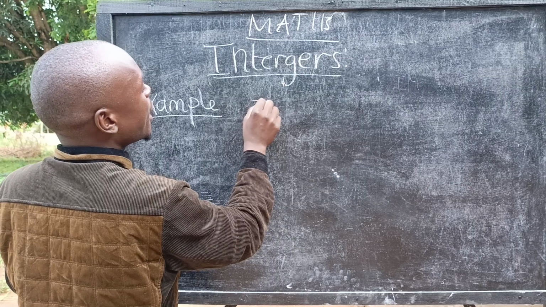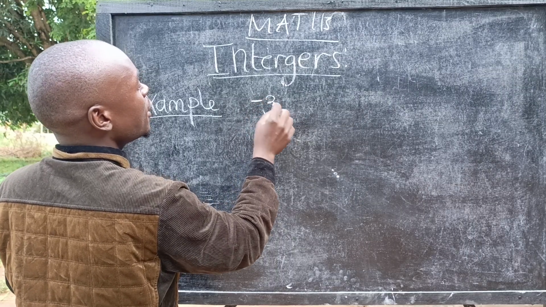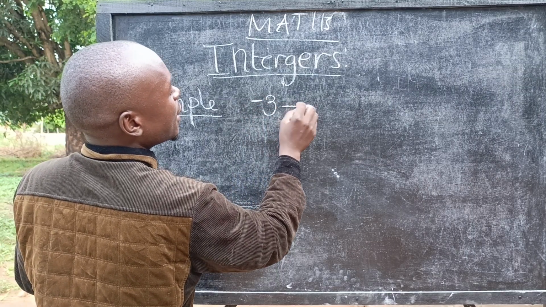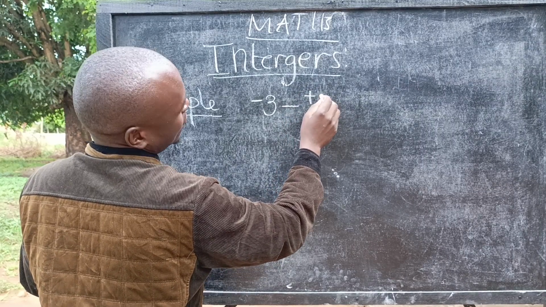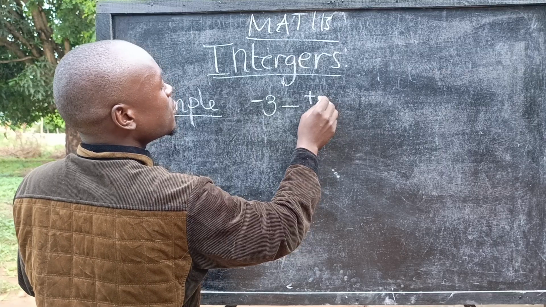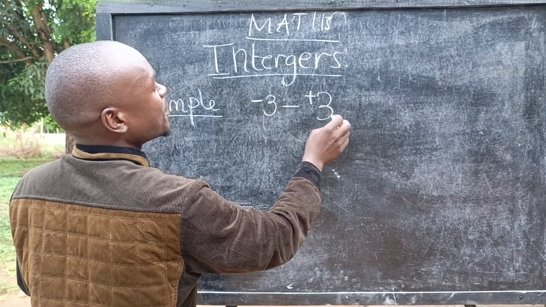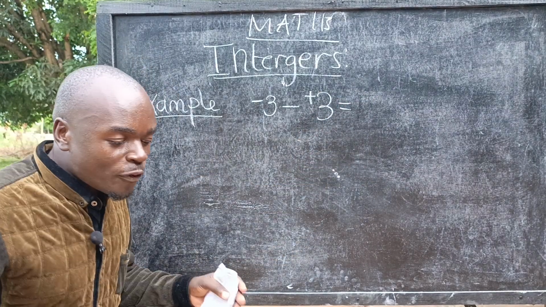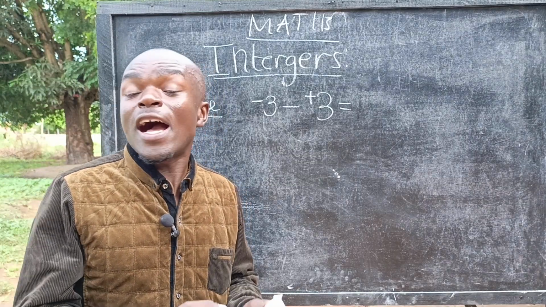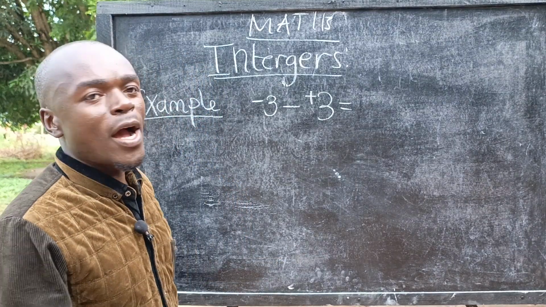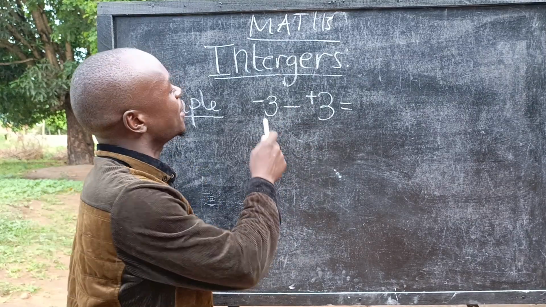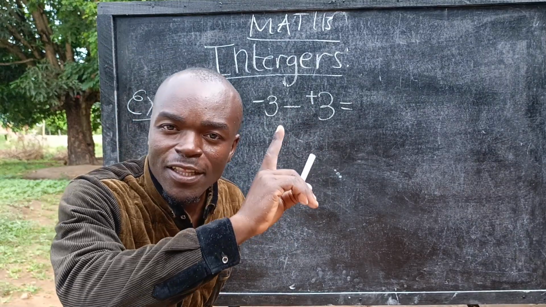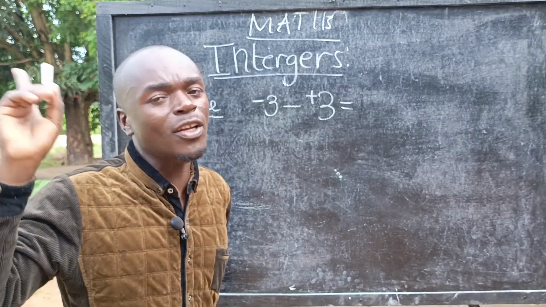Example, let's say negative 3 take away positive 3 again. Hey, I know most of us would like to have an answer of 0. Why? Because we see a negative, take away positive, we think maybe they can cancel each other to have 0. But the answer is no, not even close to 0.